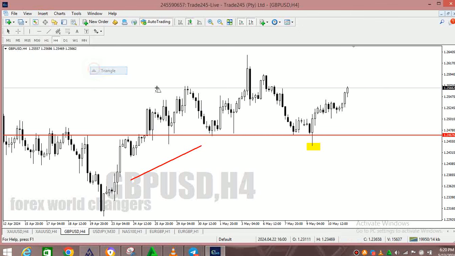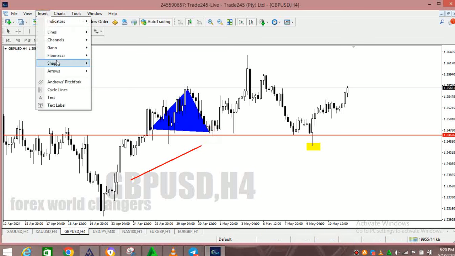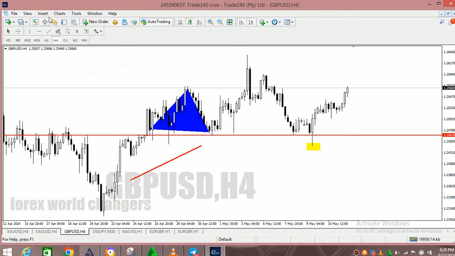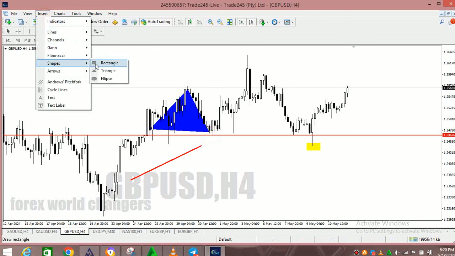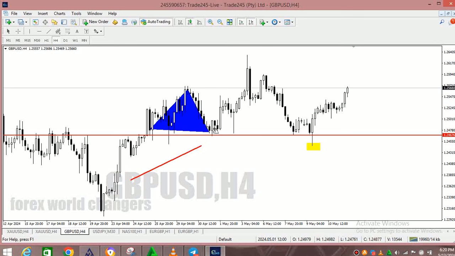Let me draw it for you, making it more simple. We have a head: 1, 2, 3. So we have a shoulder and a head. Basically, I'm not looking for a head and shoulder. I'm looking for a Quasimodo. So you have a shoulder and a head.